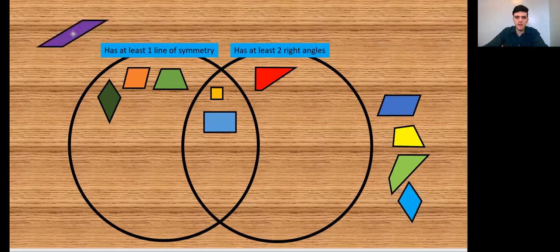And finally, does this have a line of symmetry? No, it does not. It looks tempting to try and split it right down the middle, but it would actually not reflect. If you put a mirror there, it wouldn't reflect properly. Does it have at least 2 right angles? It doesn't have any. It's over here as well. What a boring Venn diagram. Let's move on to the next one.